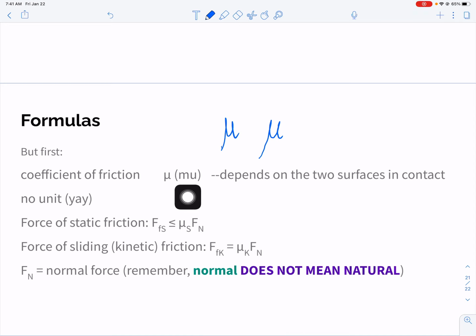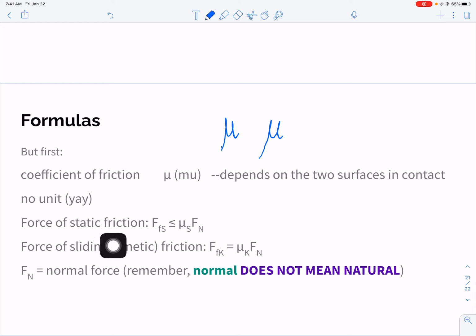And you have a different mu whenever you have two different surfaces. So mu is dependent on both surfaces in contact with each other, and there are tables of mu. There are things that will be given to you. Also notice there is no unit for mu. It's a coefficient. And then here are the formulas.